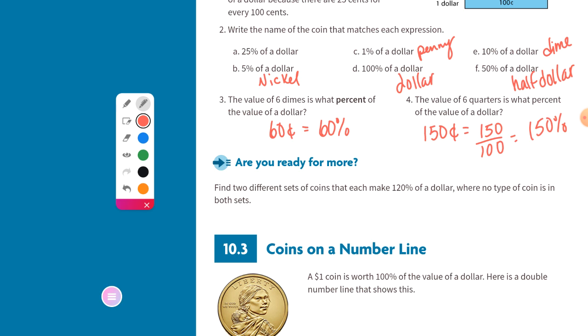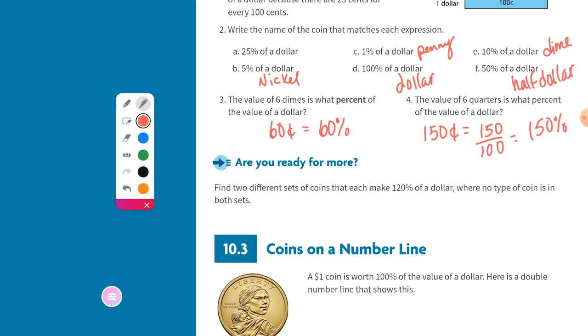I want you to try the Are You Ready? 2 sets of coins that make up 120% of $1. 2 different sets of coins. You just have to write out what coins they would be that would make up 120% of $1.